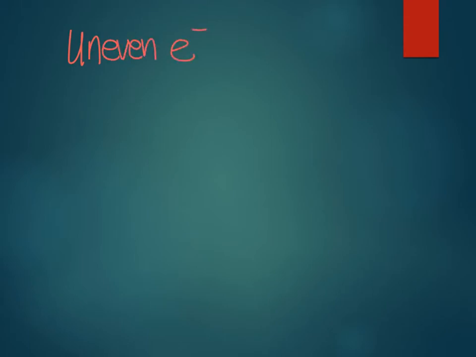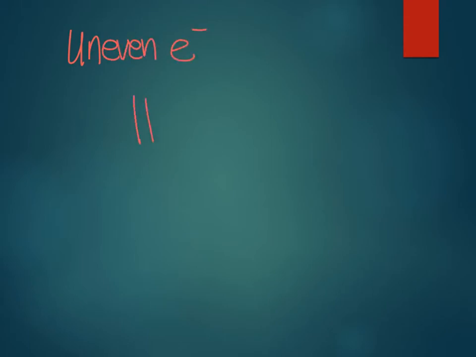Hi, in this screencast I'm going to attempt to explain the differences between a polar molecule and a nonpolar molecule, and how you can look at a Lewis structure and figure out if it's polar or not. Polarity is when you have an uneven distribution of electrons. So we have uneven electrons.